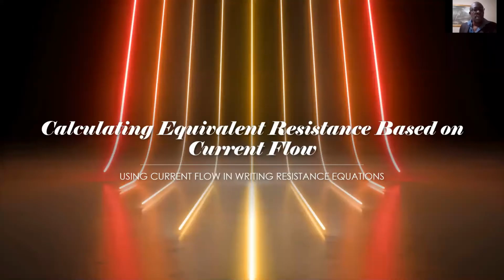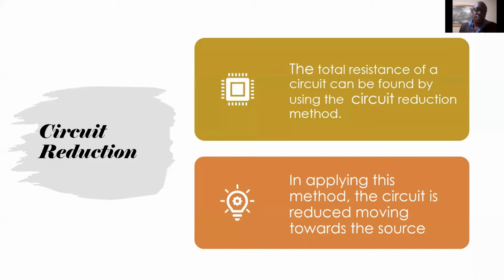Hello. Today we'll be looking at calculating equivalent resistance based on current flow. Now, circuit reduction is a technique that is used by many students in finding the total resistance of a circuit. In applying this method, the circuit is reduced moving towards the source.